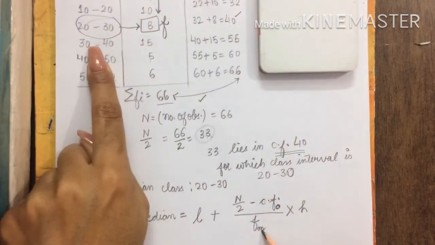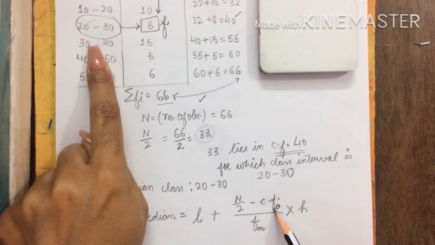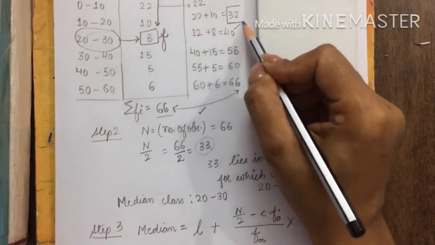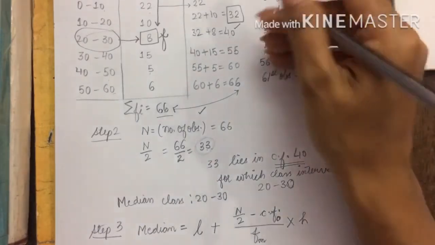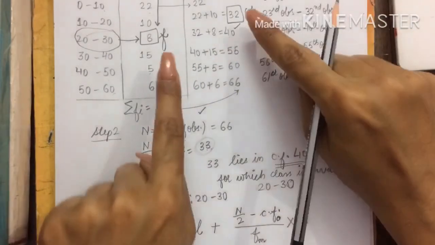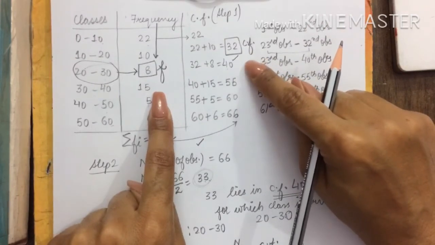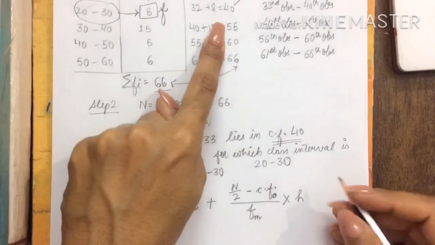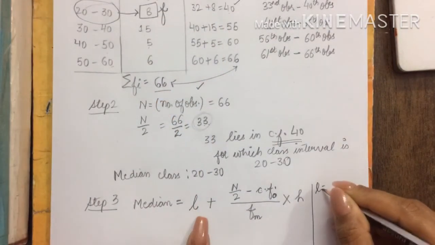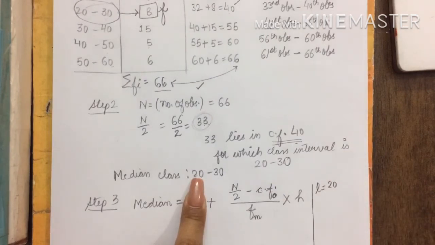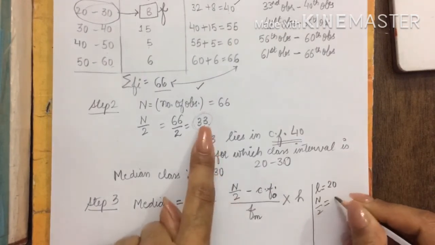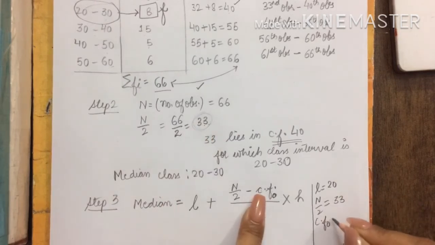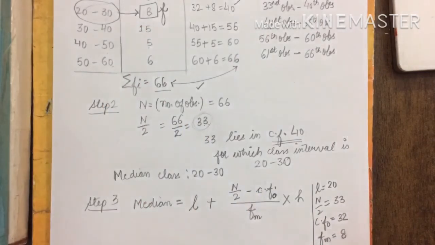Frequency will be taken from the median class. Cumulative frequency will be taken from the previous class. So the previous class has cumulative frequency 32. So this will be CF. After you have recognized these values carefully, then substitute all the values in the formula and evaluate your answer. So let us write down the values on a side. The lower limit of the median class is 20. n by 2 has been obtained as 33. The cumulative frequency of the previous class is 32. The frequency of the median class is 8 and the class size h is 10.